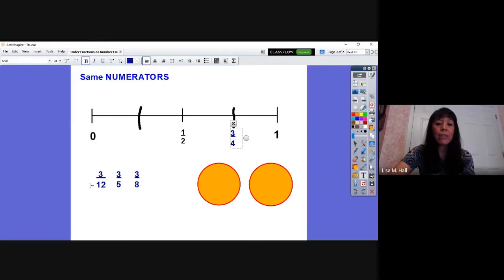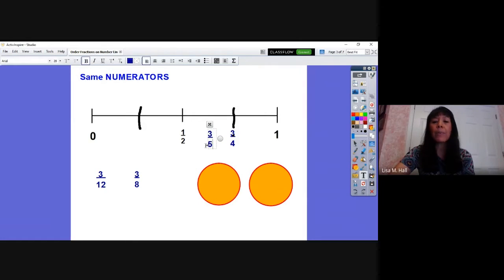So I now have 3/12, 3/5, and 3/8. So 3/5, if I need to think about fifths, fifths are not super easy to draw, but I know that half of 5 would be less than 3. It's actually 2.5, which you may have learned. But I know that 3/5 is more than 1/2 because 2/5 would be less than 1/2. 3/5 is more than 1/2. So this is going to go somewhere over here.